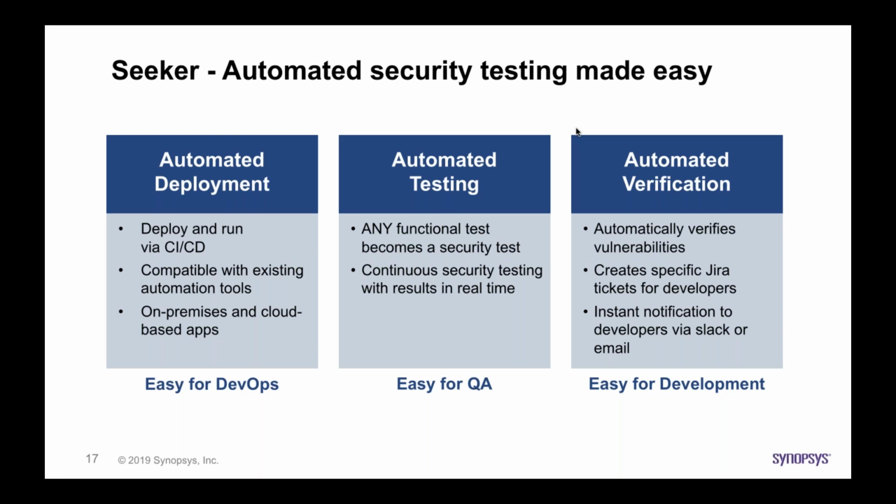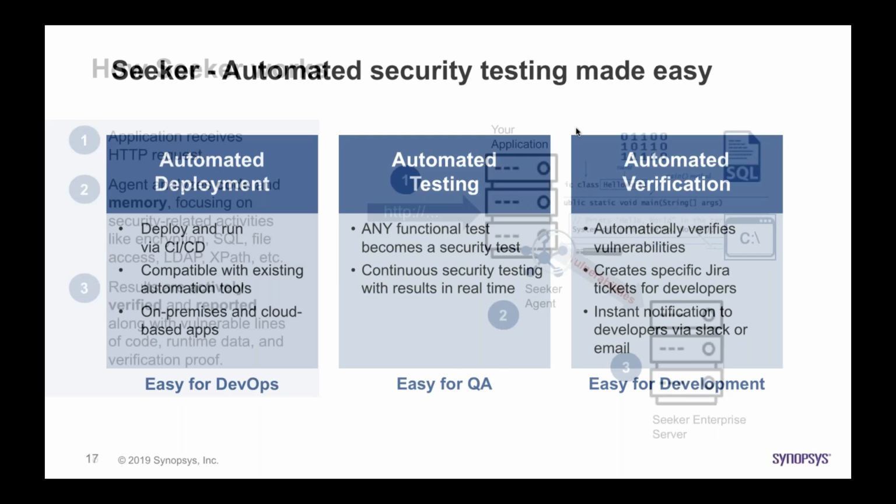Seeker automatically verifies vulnerabilities to minimize false positives. As a result, you can confidently push Seeker-reported vulnerabilities to Jira or send them using Slack. Basically, you can send it directly to your developer. And Seeker is a tool that is very easy to use for DevOps, very easy to use for the QA team, and very easy to use for developers.